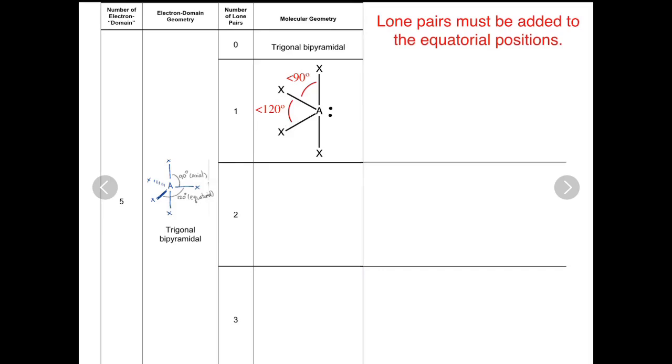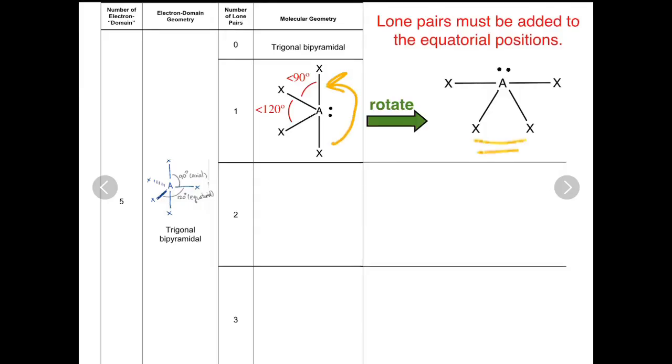And again, the reason why we place it right here is because this position is further apart than if you place the lone pair right here. It's only 90 degrees apart. Okay. So if you rotate this, if you flip this, this structure is called seesaw. So in this case, when you introduce one lone pair to trigonal bipyramidal, you are going to end up with seesaw geometry, or the shape of the molecule that looks like a seesaw.